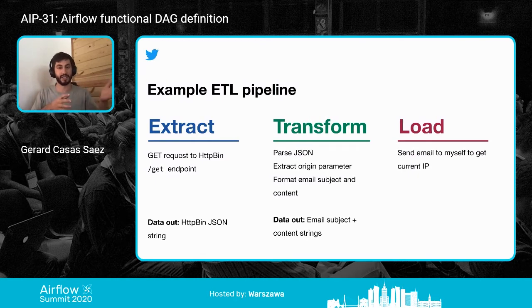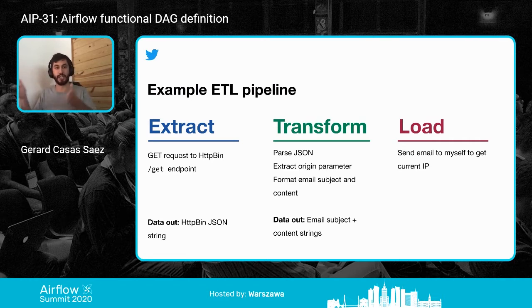One is the extract, where I'm just going to do a GET request to an external server, in this case httpbin. I'm just going to get the external IP in a huge JSON. This is the data generated by the extract task. Then I'm going to transform this.